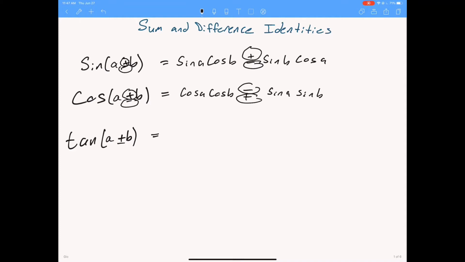Now for tangent of A plus or minus B, that'll be tangent A plus minus tangent B over 1 minus plus tangent A tangent B.